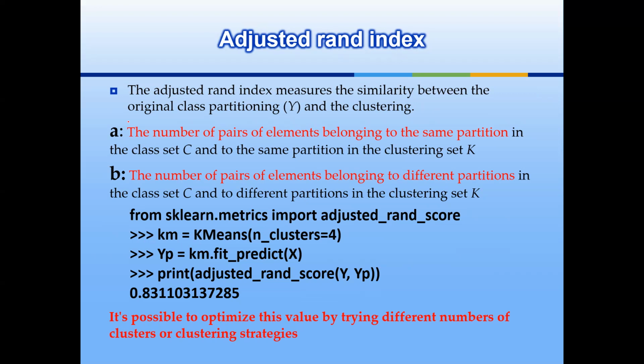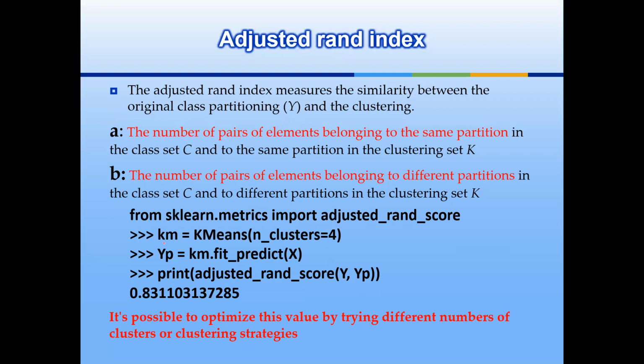So here we use two parameters A and B, where A is the number of pairs of elements belonging to the same partition, and B is the number of pairs of elements belonging to different partitions, right? With the help of these two parameters, you can calculate the accuracy of the cluster. Again, there is an inbuilt function available for this adjusted random index. So here is the scikit-learn code: from sklearn.metrics import adjusted_rand_score, right?